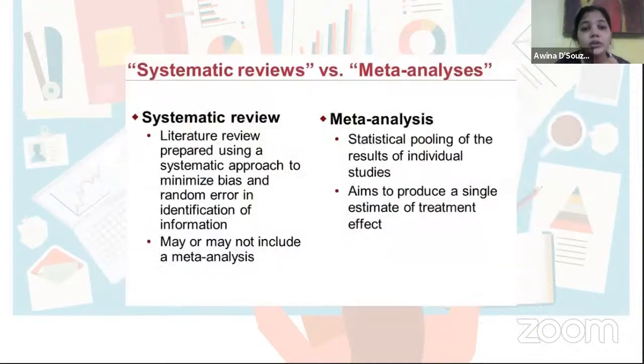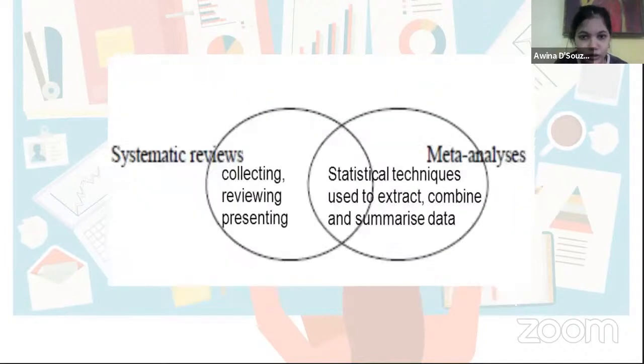Coming to systematic review versus meta-analysis, we always get confused. Both are reviews, right? But a systematic review is just like a general review of all kinds of studies. When you come to meta-analysis, it's more of a study of the analytical part. So this is what the diagram is trying to say. Systematic review is more about collecting, reviewing, presenting. But meta-analysis is more about statistical techniques, which are used to summarize the data.